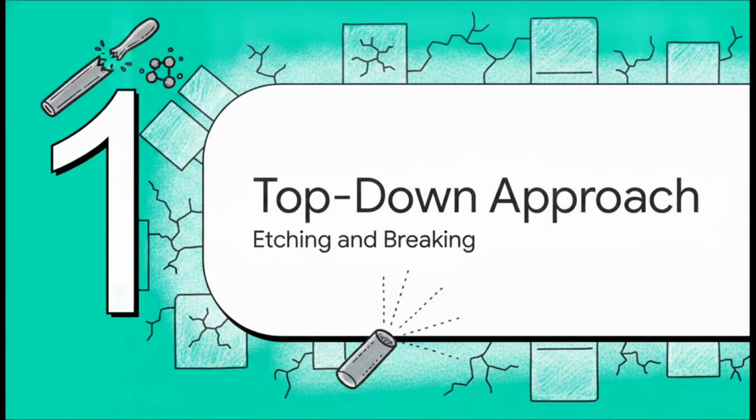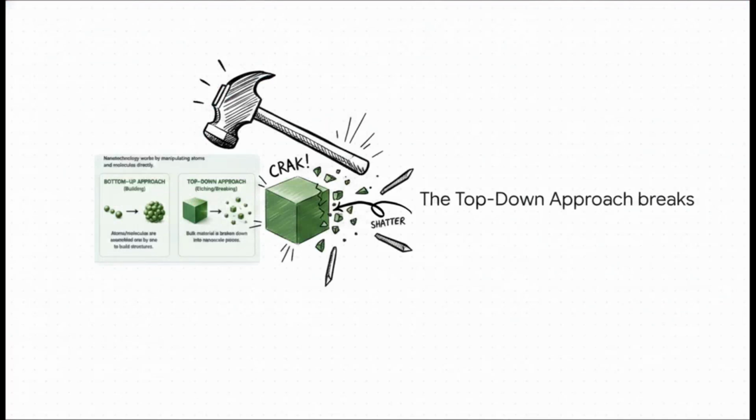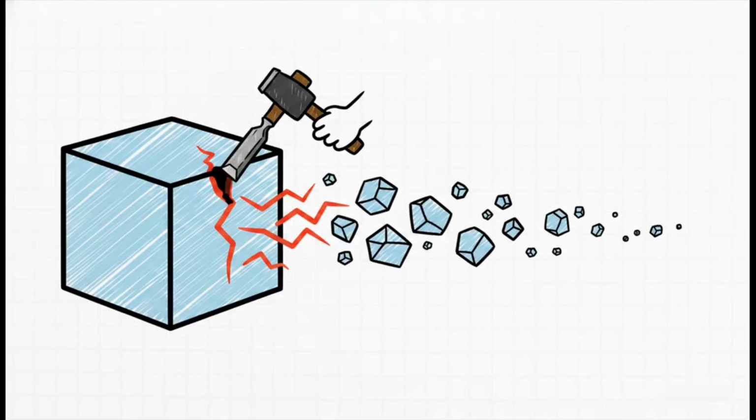All right, method one, the top-down approach, etching and breaking. Think about taking a massive, solid block of bulk material and just forcefully cracking it apart. That's the top-down approach. It's exactly how we manufacture modern computer chips, by etching away layers of silicon using photolithography. We cut, we shatter, and we rigorously reduce the material step by step until only those distinct, incredibly precise nanoscale structures remain. So, the crucial point is that this is entirely a reductive process.